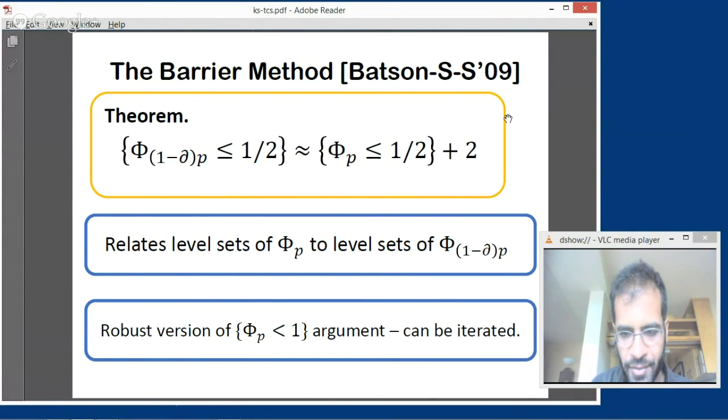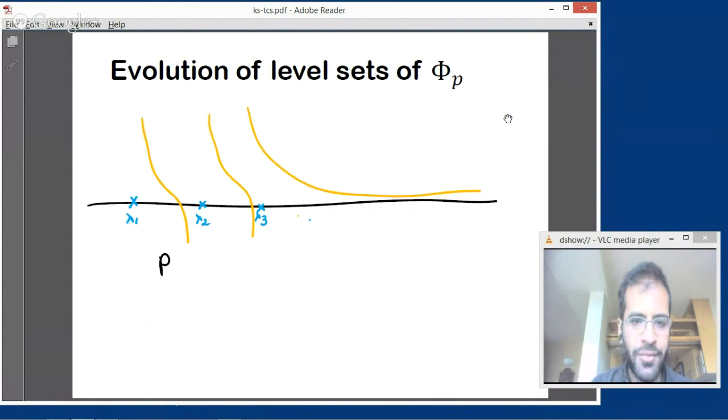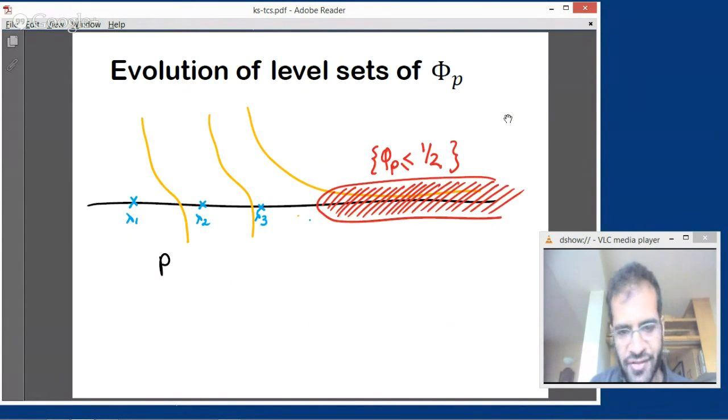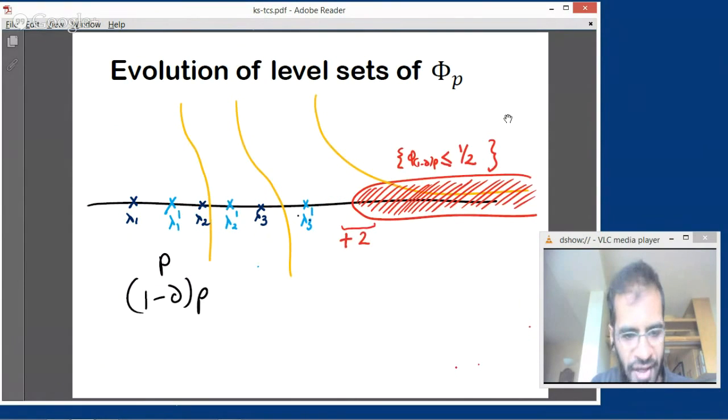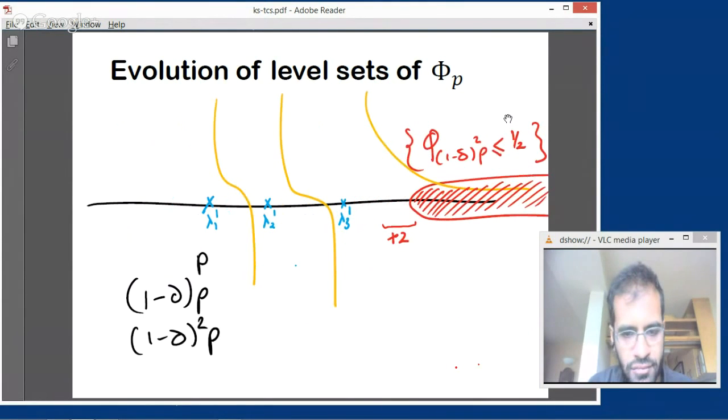And pictorially, the way you use this argument is the following. It's very simple. You just use it inductively. You start with a polynomial p. You look at this level set where the barrier function is at most half. This contains no roots of p and no roots of p minus p prime by the argument I told you earlier. But the lemma tells me that when I apply this operator I minus d, this level set just moves by 2. So my upper bound on the spectrum, my region of no roots, moves by 2. And now I can just keep doing it. I apply another I minus differential operator. Again, this level set moves by 2. And so this argument I can iterate.